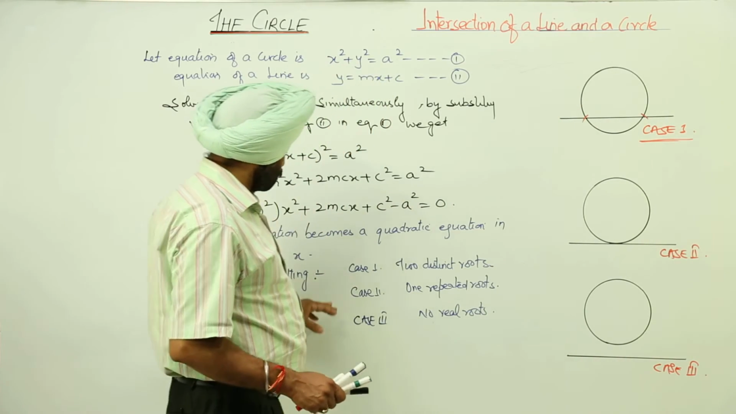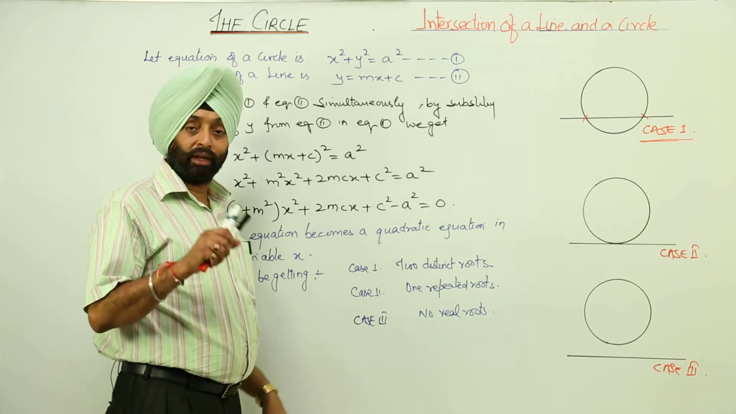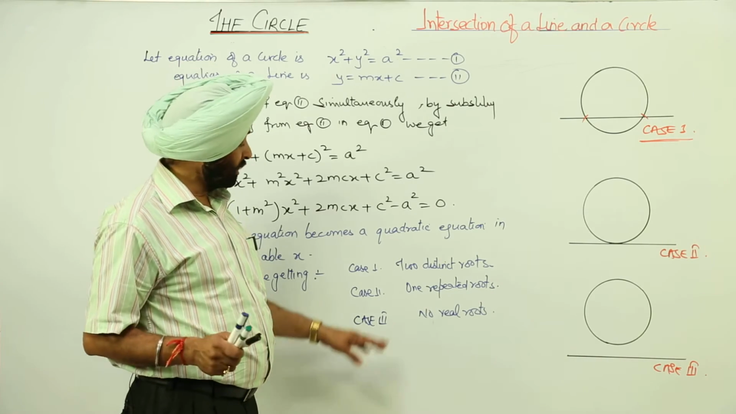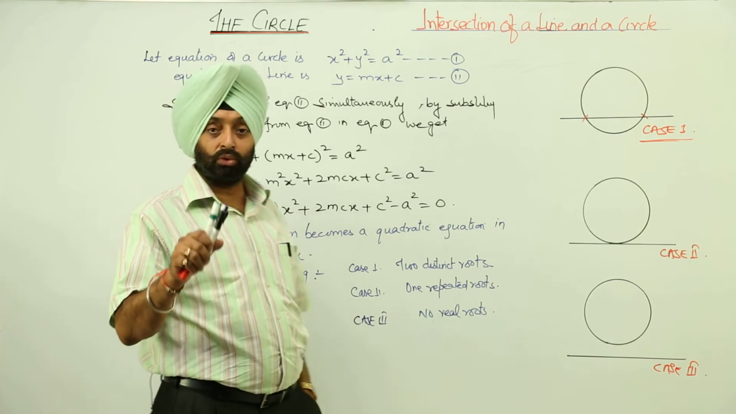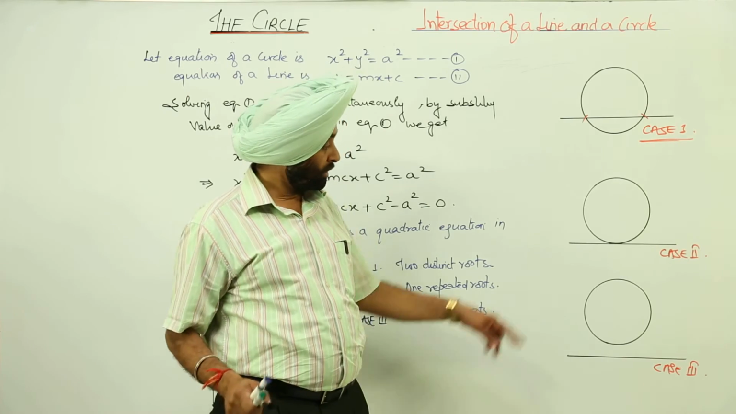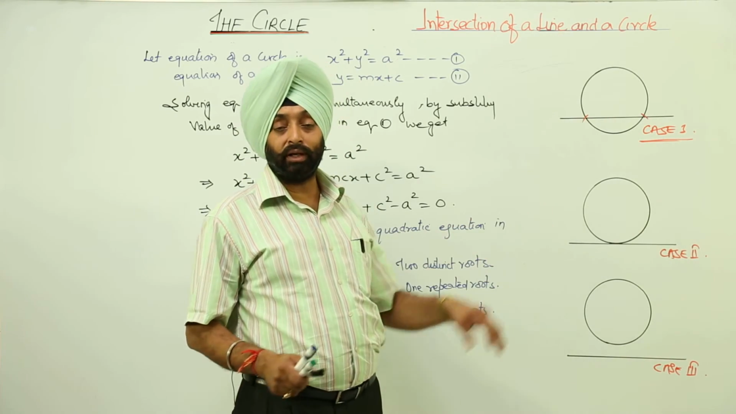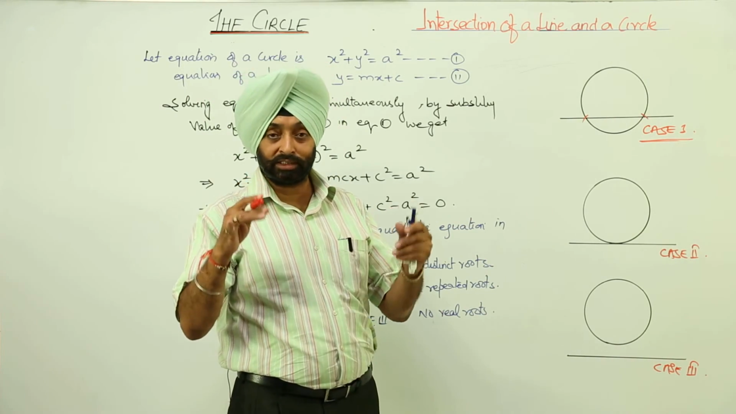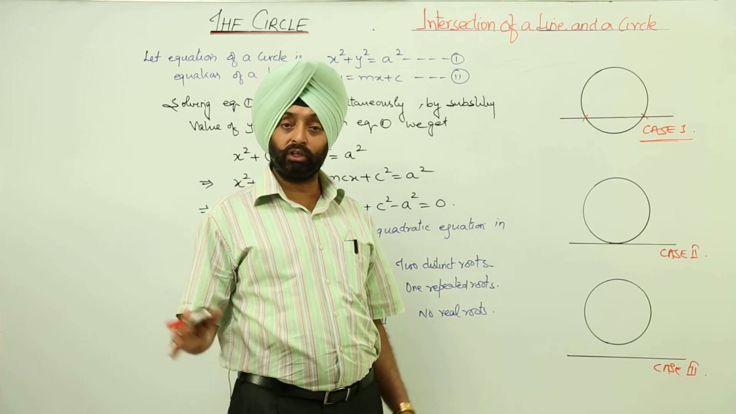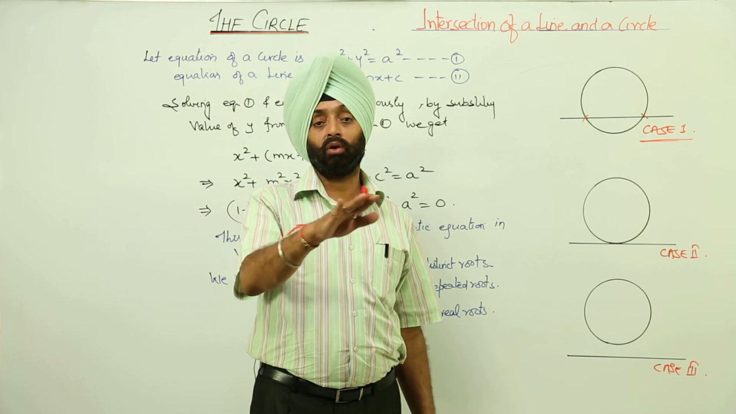Condition 2 can be when b square minus 4ac is equal to 0, then we will be having repeated roots, that will just touch a circle. And when b square minus 4ac is less than 0, then we will be having no real roots, it means the line will not touch a circle.